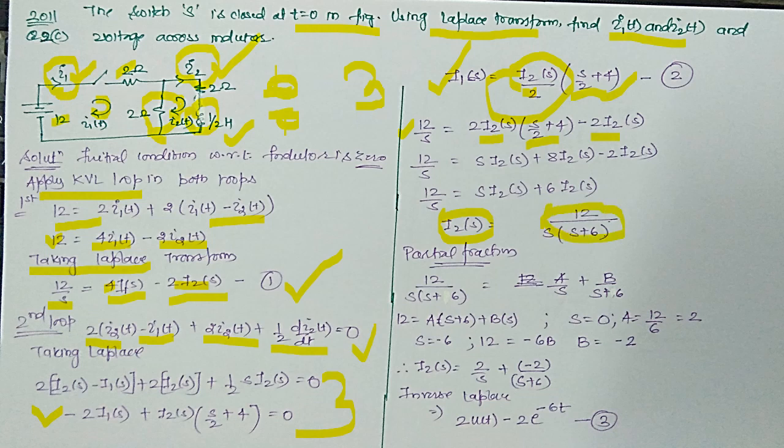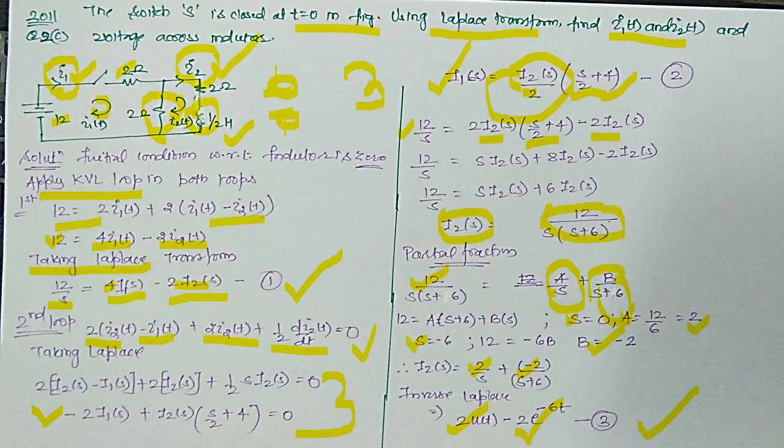Now you cannot directly take the inverse Laplace here. You need to go for the partial fraction. Hence the partial fraction is A divided by s plus B divided by (s plus 6). Now you need to calculate the A value and B value. I have explained that in this step. If s is equal to -6, you will get the value of B. If you substitute s equal to 0, you will get the value of A, which is equal to 2. Now let us write again I2(s): it is 2 divided by s plus -2 divided by (s plus 6). Taking the inverse Laplace, you will find it is 2 times u(t) minus 2 times e to the power minus 6t. Let us call that equation number 3.